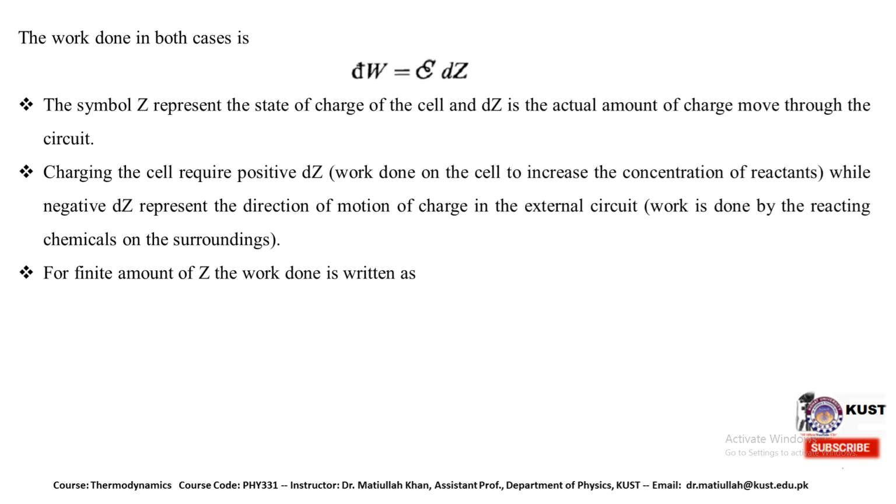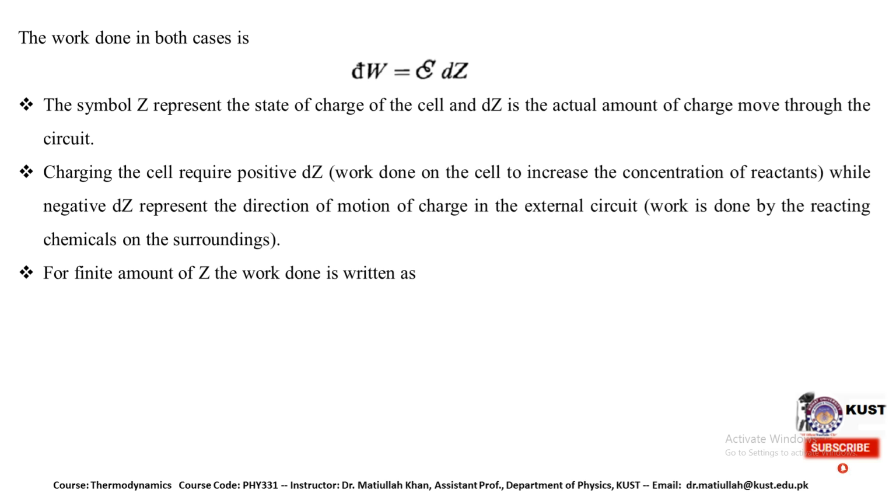So charging the cell requires positive dz, and work is done on the cell to increase the concentration of reactants. In this state, work is done on the cell to increase the concentration of reactants, while negative dz represents the direction of motion of charge in the external circuit. In this case work is done by the reacting chemicals on the surroundings, so that is called negative dz, and in this case the battery will lose charge.